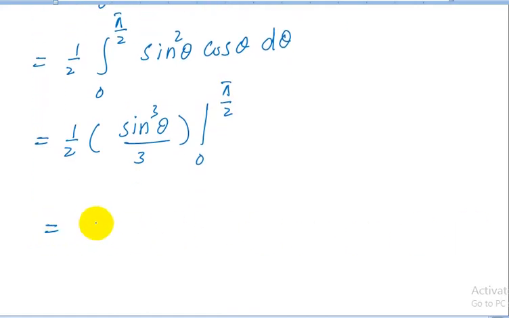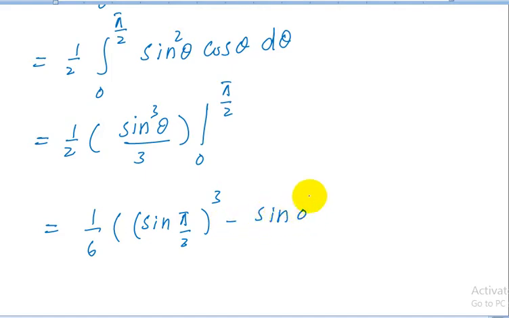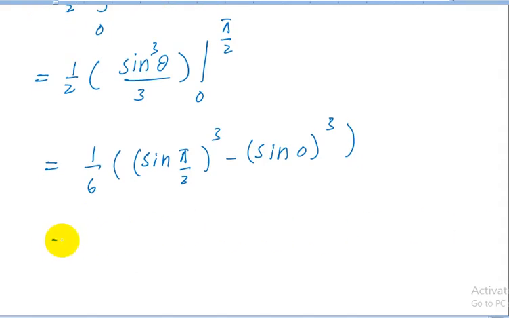In the next step, we can write it as 1 upon 6, sine pi by 2 whole power 3 minus sine 0 whole power 3. This can be written as 1 upon 6, as sine pi by 2 is equal to 1, so it becomes 1 minus 0. This is equal to 1 upon 6.